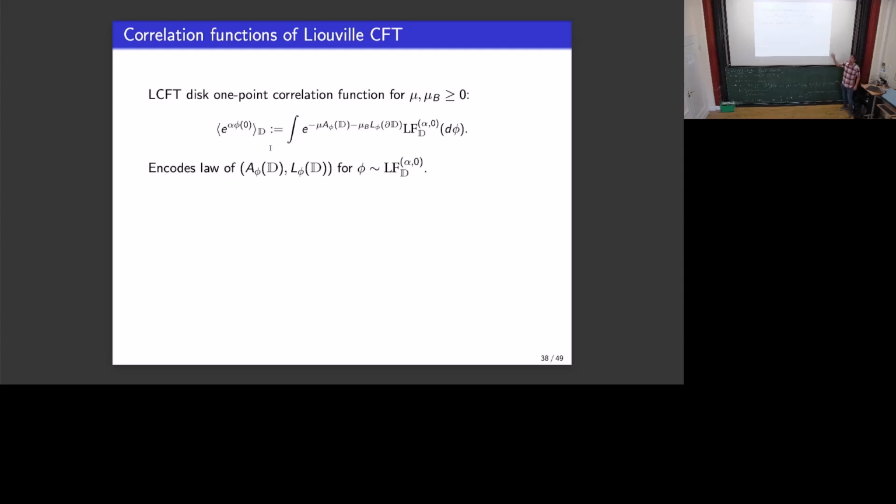So this is a quantity which is defined to be the Laplace transform of the GMC area and GMC boundary length of your random field. Laplace transforms encode the joint law of these observables. So the correlation function gives the same information as the joint law of the area and boundary length.